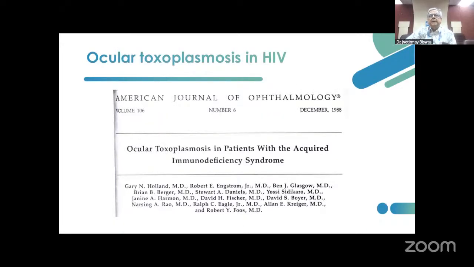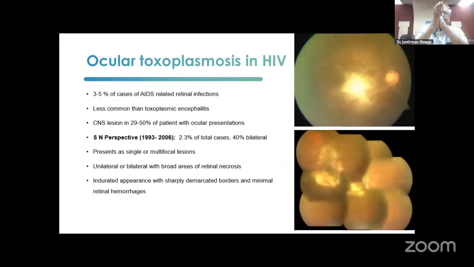This is an article published in the American Journal of Ophthalmology in 1988, describing ocular toxoplasmosis in patients with acquired immunodeficiency syndrome. A lot of autopsy eyes were available, and my teacher, Dr. Narsingh Rao, and others, Gary Holland and others, published that many patients had hidden toxoplasma lesions. When the eyeball was removed at autopsy, they could see the toxoplasma gondii organisms. Ocular toxoplasmosis in HIV accounted for 3.5% of the cases of AIDS-related retinal infection, less common than toxoplasmic encephalitis.